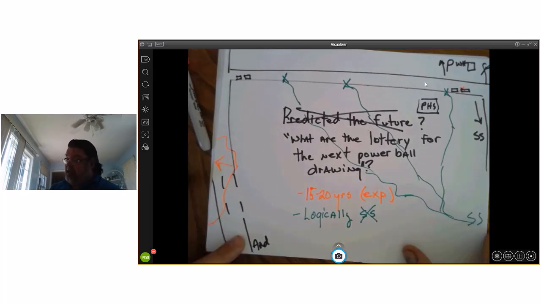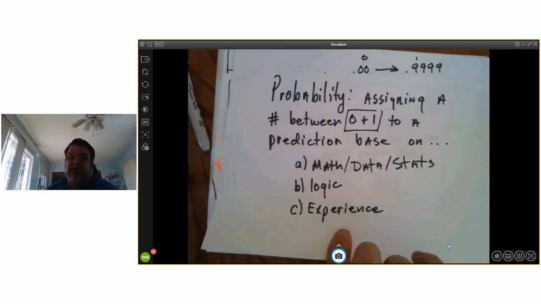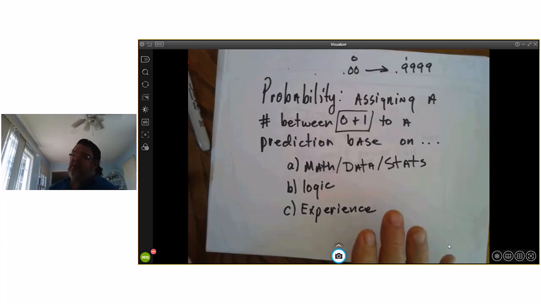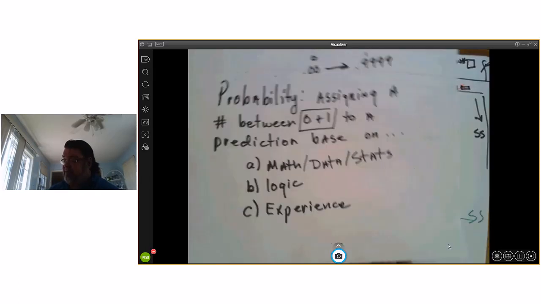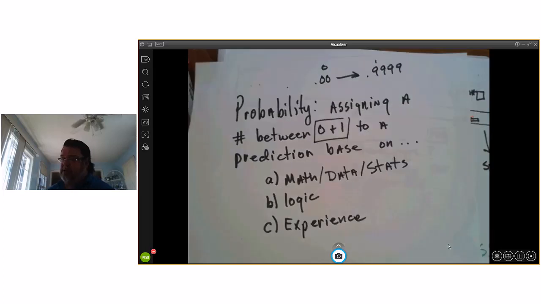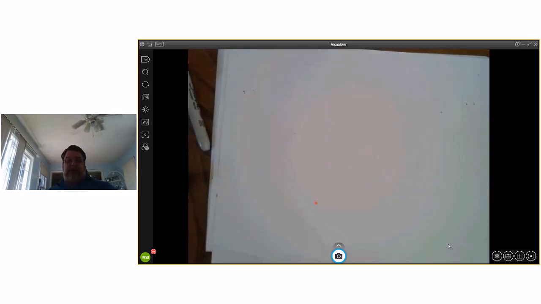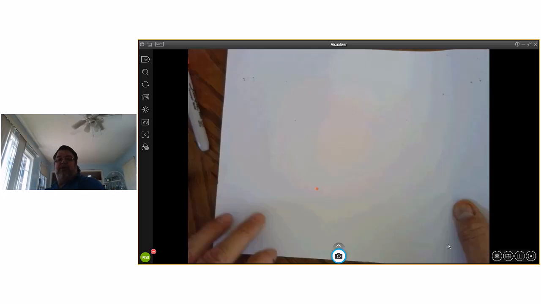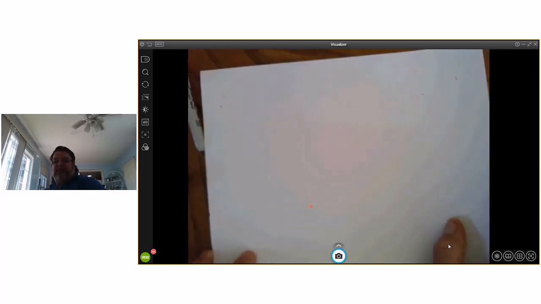But what we can do is we can take mathematics, logic, and experience, and we can put a number on a prediction or a feeling and say, yeah, I think this is going to happen. And especially right now with the coronavirus, we're using statistics every day to try to find out where it's going to peak based on other things, okay? Based on other countries, based on past epidemics and growth and all that stuff. We're trying to find out when that peak is going to happen.